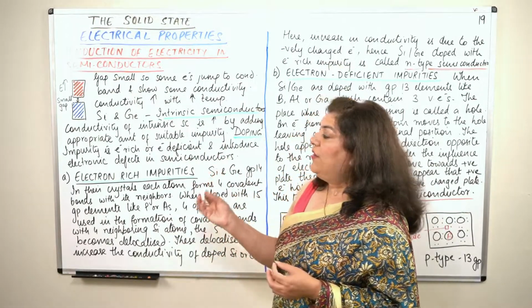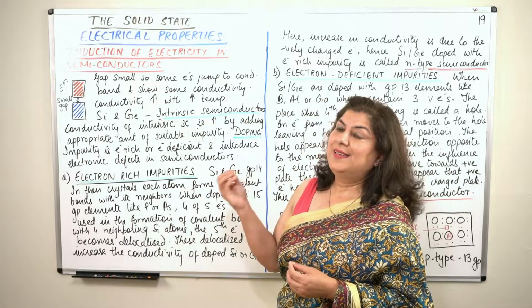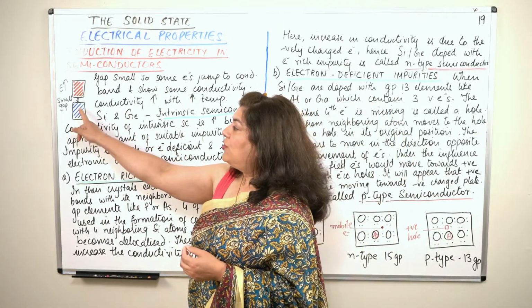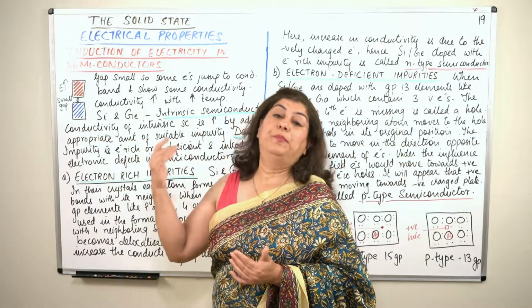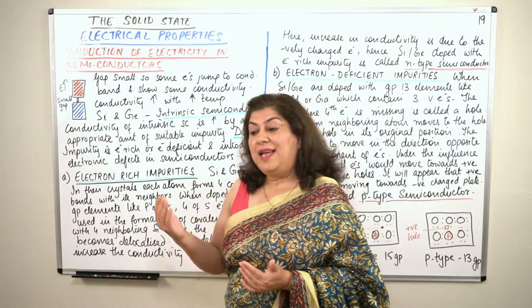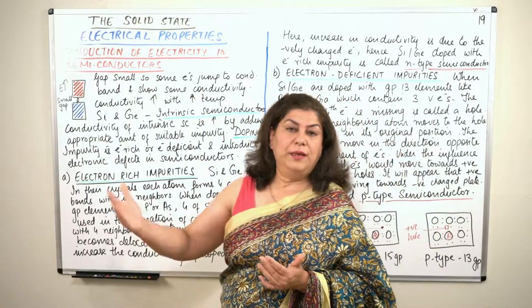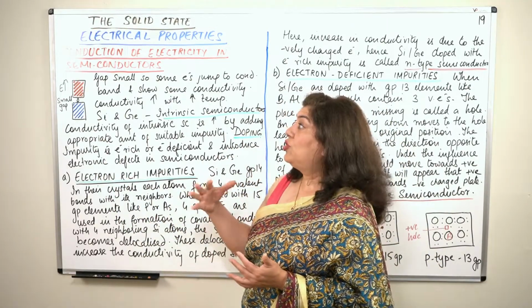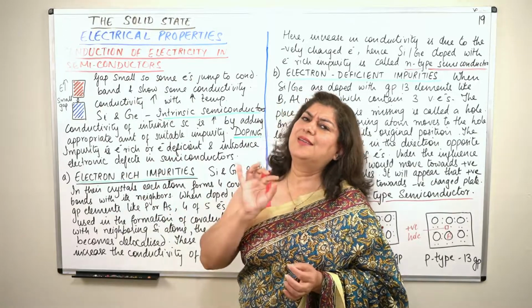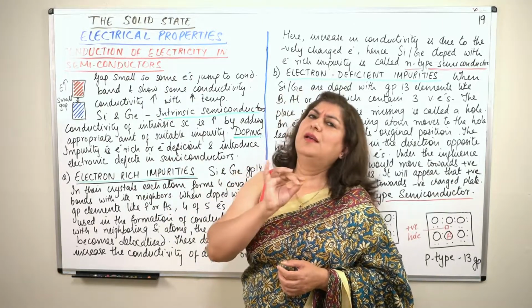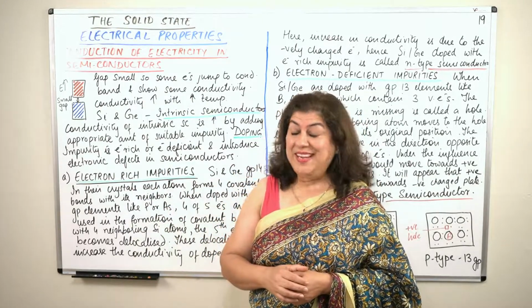So on giving a little energy or on passing a little electric current, the electrons from the valence band can jump up to the conduction band, and this can result in somewhat conduction of electricity. It's not a proper conduction of electricity, that is why we do not call them conductors. We say they are semiconductors. They are conducting somewhat.